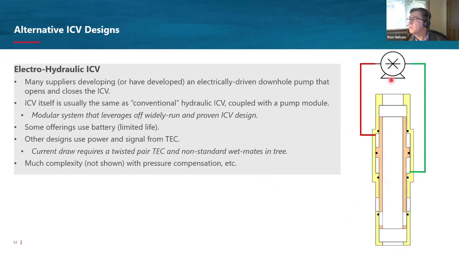But I think most of the focus is on using a cable, like attaching it to the TEC, the tubing encapsulated conductor that operates the downhole gauges. Although the amount of power this consumes means you cannot use a monoconductor or a conventional TEC. So you're having to use a twisted pair, and that can have implications to your subsea tree because it's a different wet mate you require in the subsea tree, but it can be done.